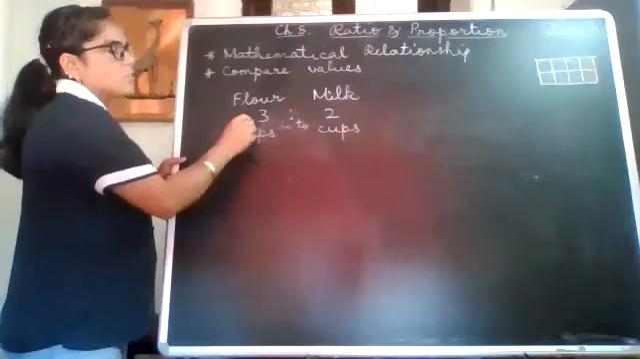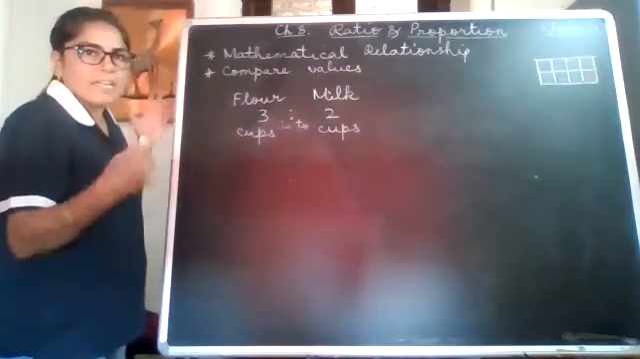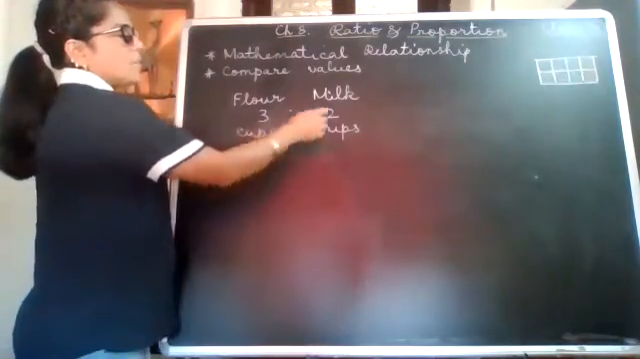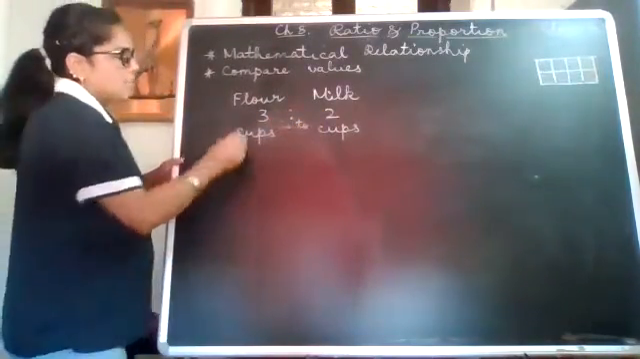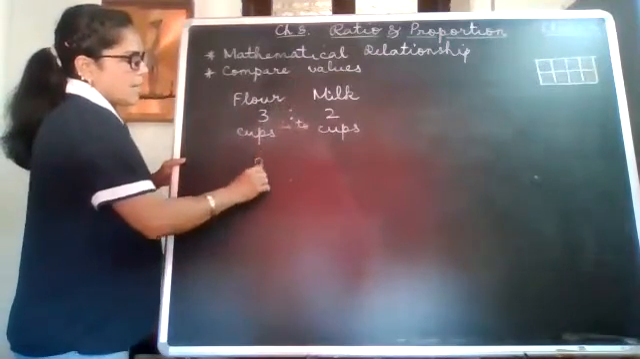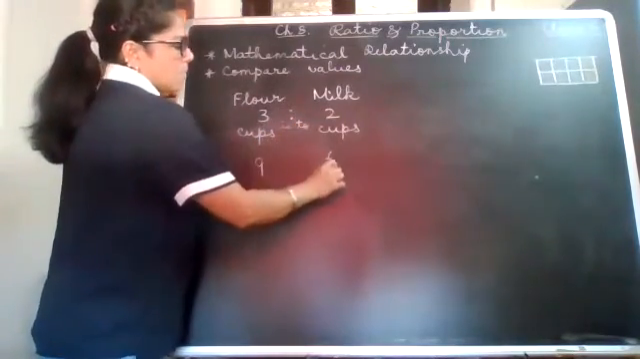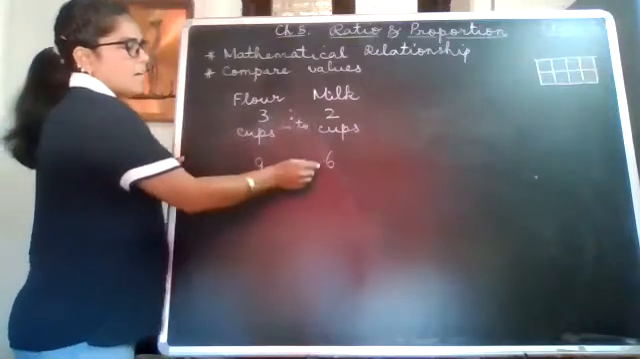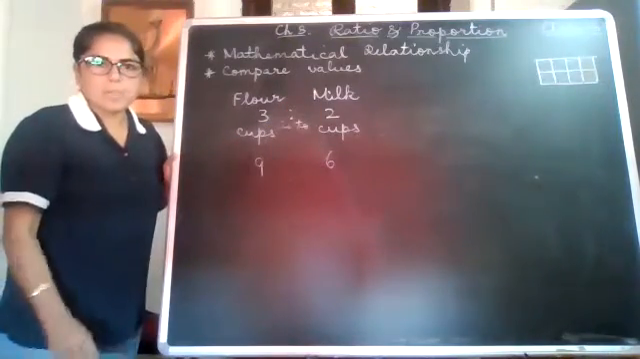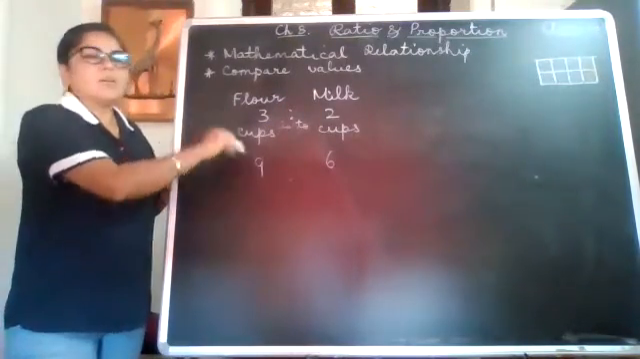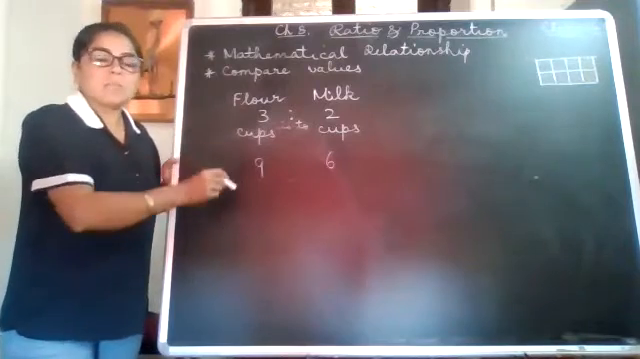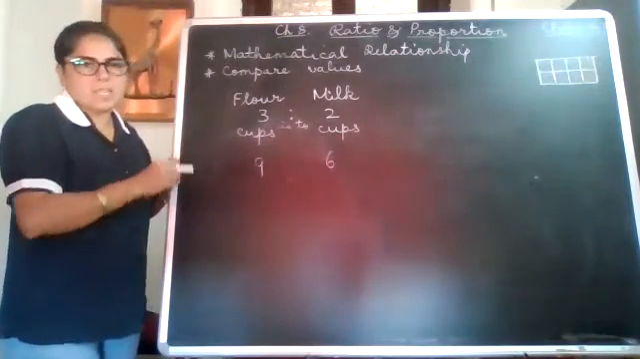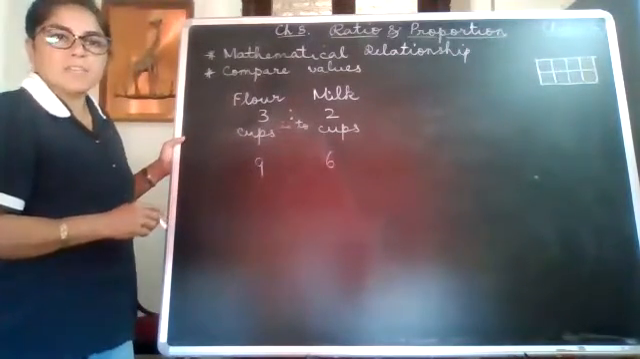Okay, so if she wants to make it thrice the quantity, 3 times the quantity, she'll multiply this by 3 and also this by 3. So what will it become? 3 3s are 9 and 2 3s are 6, meaning she'll have to take 9 cups of flour and 6 cups of milk. Okay, so the ratio can be multiplied or divided by the same number, similarly like fractions.